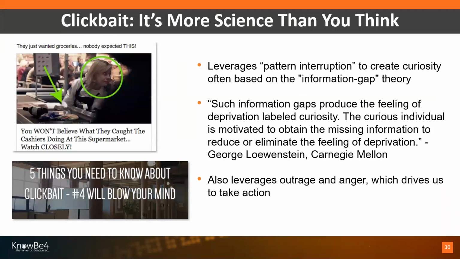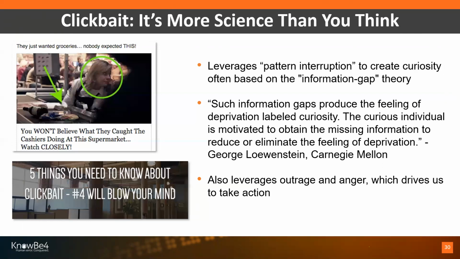Now, this one always fascinates me. It's more science than you think when we're looking at clickbait. Pretty much everybody's seen these ads at the bottom of websites these days. Pretty much any website you go to is packed with these kinds of ads. Well, there's actually a lot of science behind these. What they do is leverage what's called pattern interruption to create curiosity based on what's called the information gap theory. You can read the Carnegie Mellon explanation there, but basically what it boils down to is they give you a little bit of information, enough to make you curious, and then keep you from getting the answer.